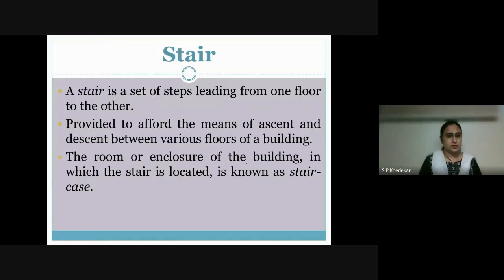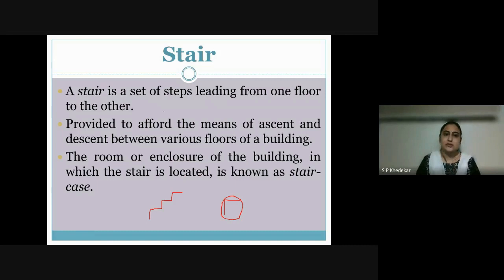So stairs. Whenever we say stair, a stair is a set of steps. Now, what do you mean by step? What is the difference between stair and a step? When we talk about step, step means just one element, that is vertical and horizontal. So this totally comprises a step. And when these steps come in series, we call it stairs.